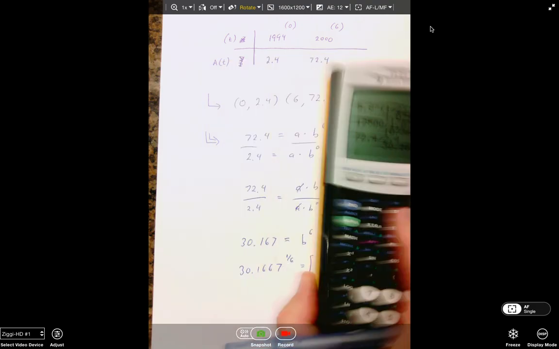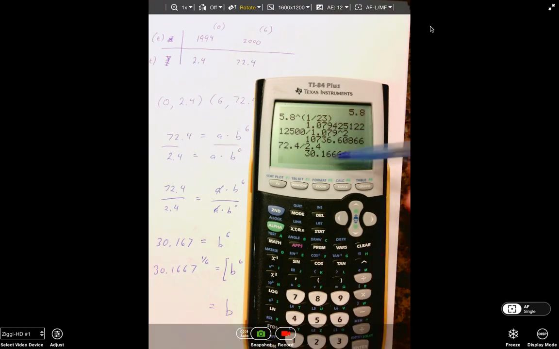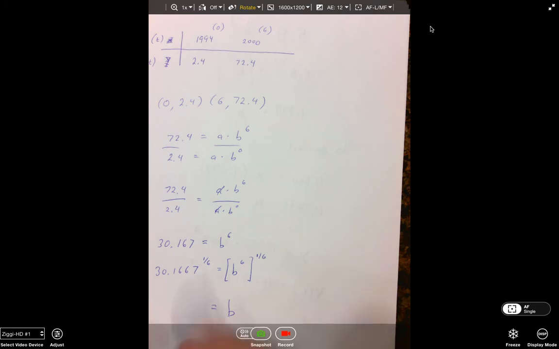And of course, without question, the best way to do that is just keep the entire decimal expansion in your calculator and just raise it to the 1/6 power. This is by far the most efficient way to give you the best answer. So guys, we're going to get 1.76 as our b.